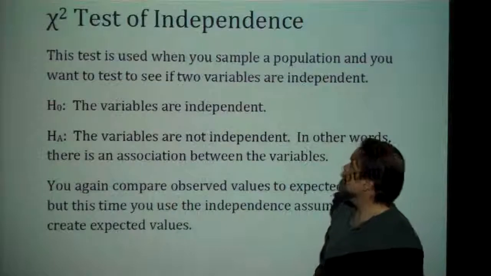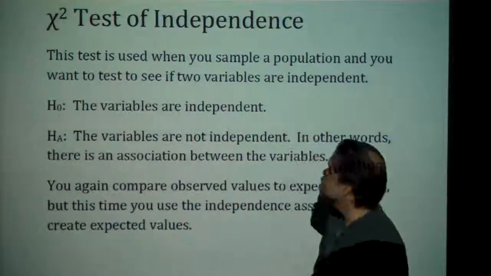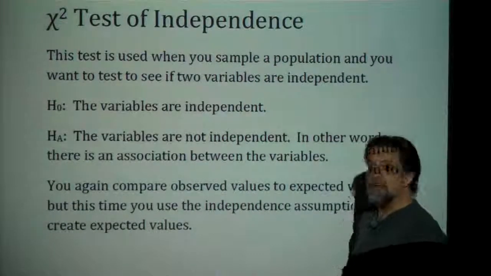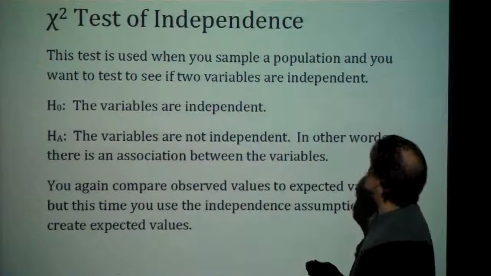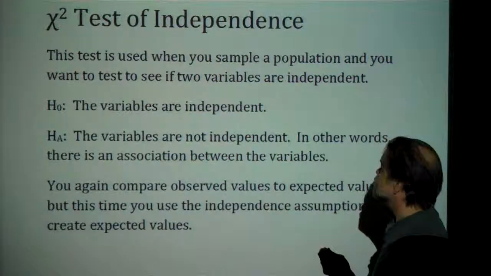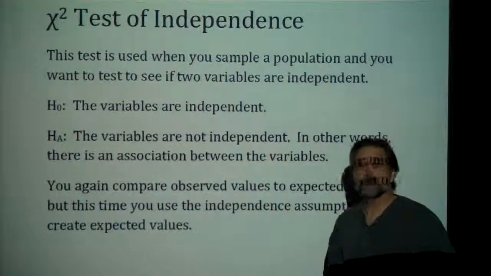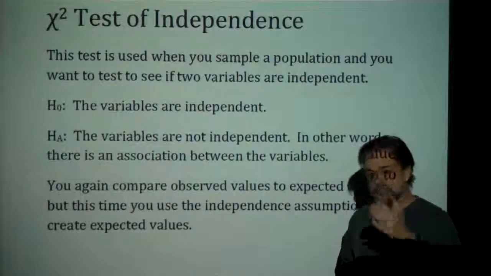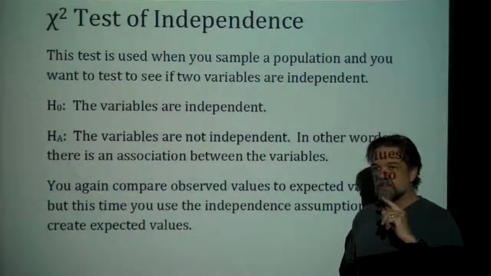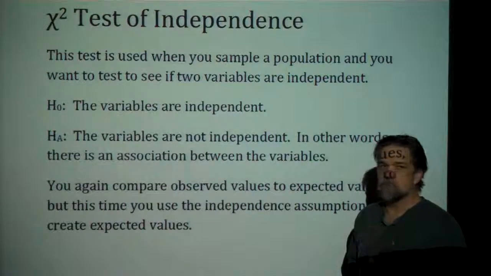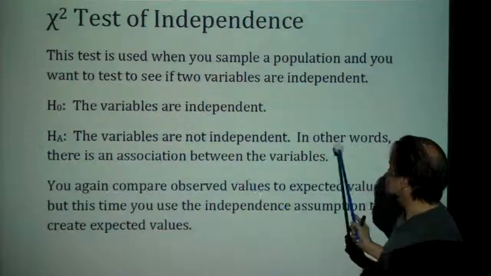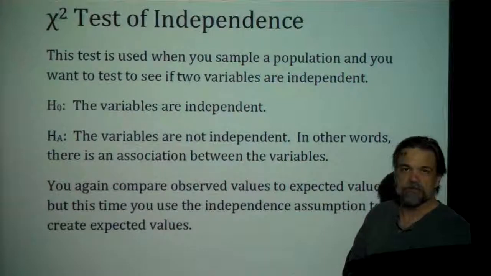Okay? Now, let's look at the test of independence. So, this test is used when you sample a population and you want to test to see if two variables are independent. The null hypothesis is always, yes, they are. They're independent. The alternative hypothesis is, they're not independent. There's some sort of association between the variables.